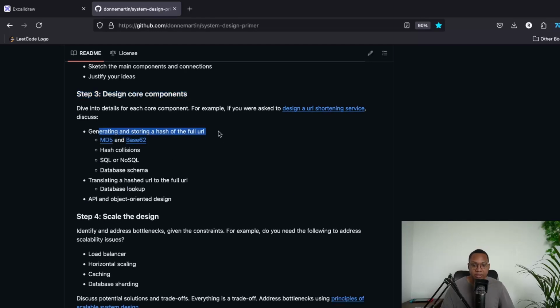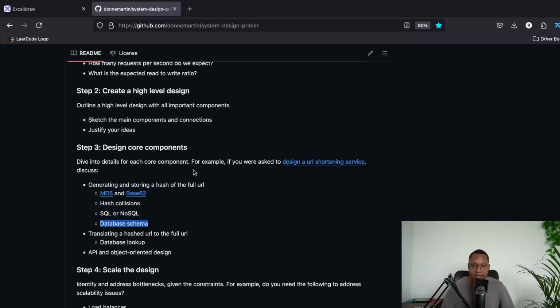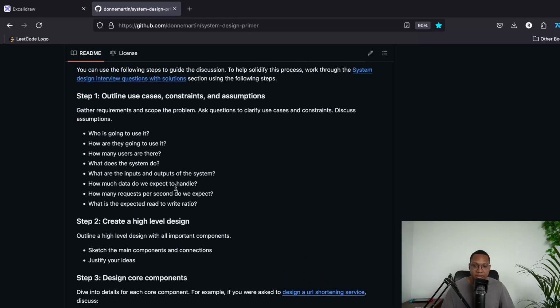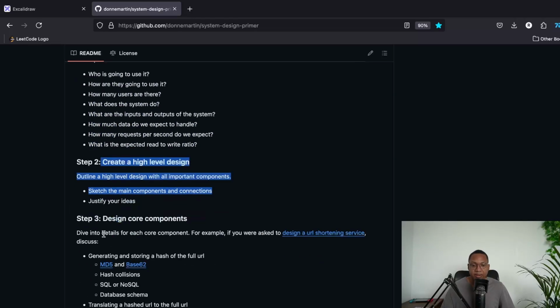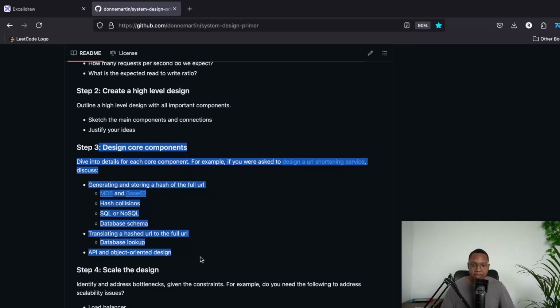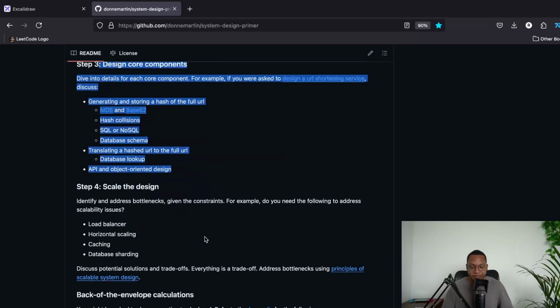He gives some good examples here, right? So if you're doing a URL shortening service, how are we going to hash it? Are we going to use MD5 and base62? How are we going to handle hash collisions? Do we do SQL, NoSQL, database schema, right? This is the meat of a system design interview, where you'll spend 5 minutes gathering requirements, 5 minutes drawing a high level diagram, and then you'll spend the rest of the interview answering questions on the components, on deep dives for the components.